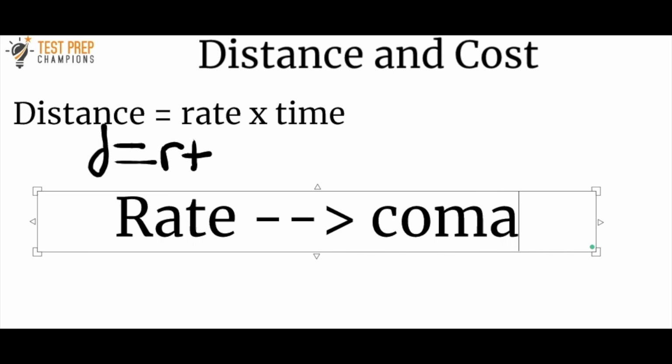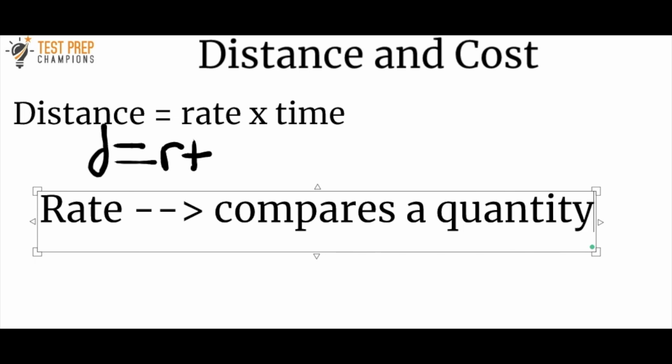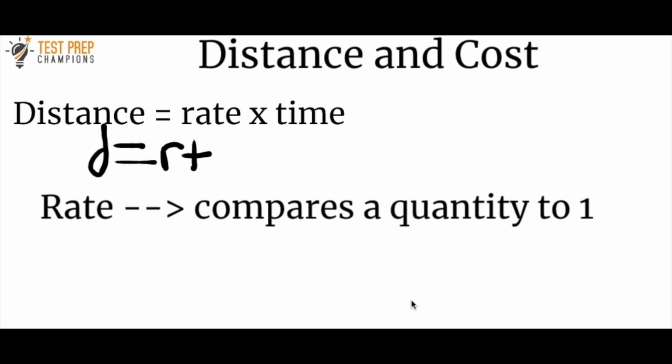Well, a rate compares a quantity to 1. All right, so that's all a rate is. So a rate is just comparing a quantity to 1. And so basically what you want to think of here are, let's look at some common examples of rates so you'll see what I mean.